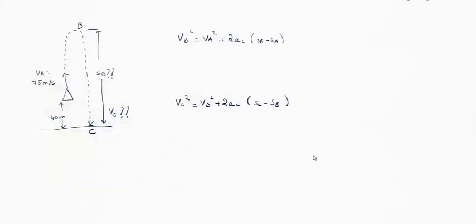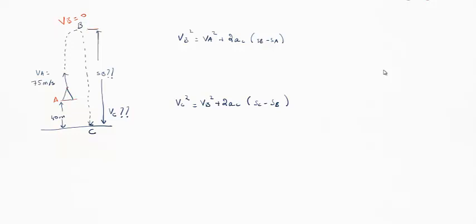Now let's use those equations in an example. Let's say we have a rocket. It starts at position A here. We have VA equals 75 and it's originally 40 meters from the ground. We want to know the maximum altitude it's going to reach, which is where VB equals 0. And we want to know the velocity at point C, which is just before it hits the ground.